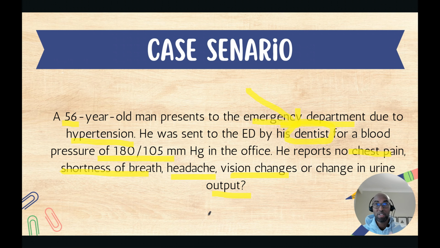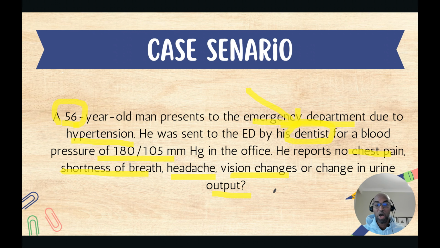So to summarize the case scenario, we have a male patient, 65 years old, who came to the ED because of high blood pressure, but the emergency department was not the main area he went to. He was in the dental clinic, and the dentist sent the patient to the ED because of high blood pressure, 180 over 105. You ask the patient about chest pain, shortness of breath, headache, vision changes, and change in urine output, and all of the questions were negative. I mean, there are no adverse signs in this patient.